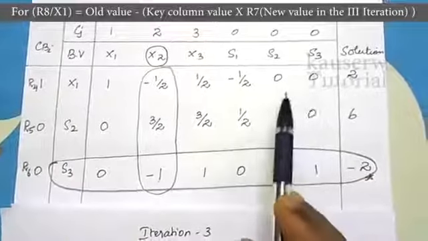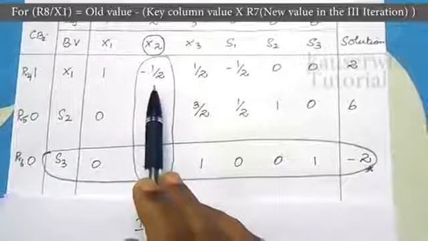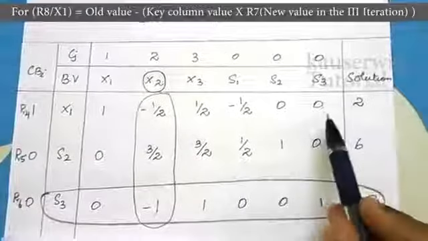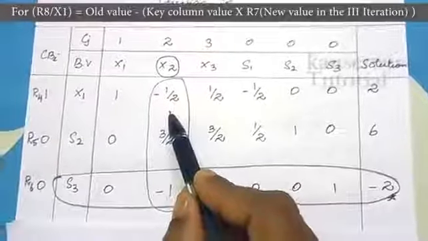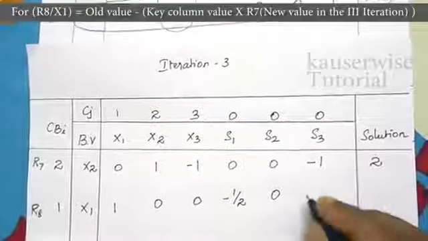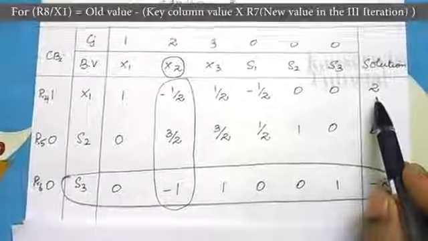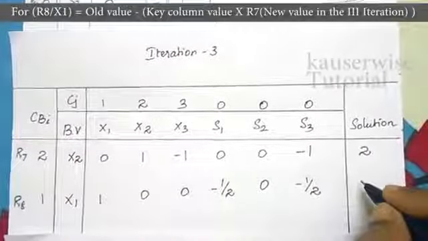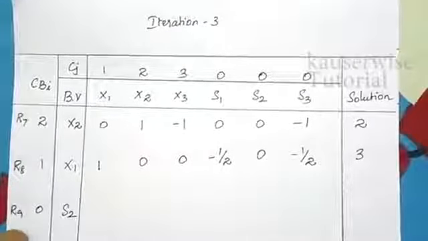For s2 value, the old value is 0, minus key column value is minus 1 by 2, into new value is 0. The answer is 0. Next one, the old value is 0, minus key column value is minus 1 by 2, into new value is minus 1. The answer is minus 1 by 2. For solution, the old value is 2, minus key column value minus 1 by 2, into new value 2. The answer is 3. In the same way, we need to find the new value for row 9 also.